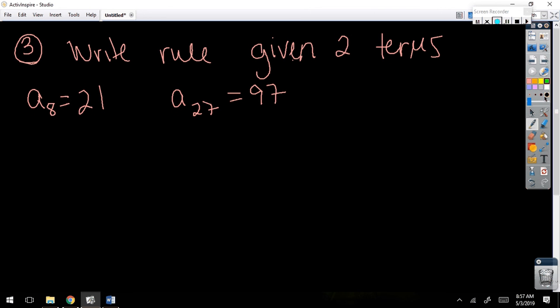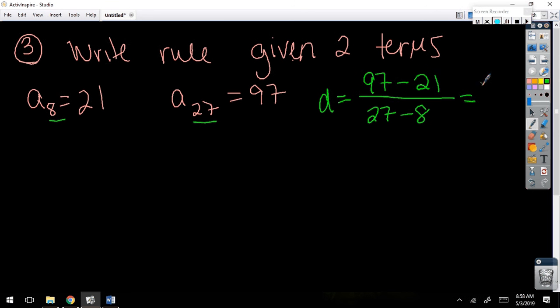How? Divided by how many possible spots there are, right? You take the total length, so 21 to 97, if I subtract, I can find the total length, right? And if I divide that by how many spots, 27 minus 8 different terms in between, that will tell me how much distance is between each spot. So you can do this every time. 76 over what?